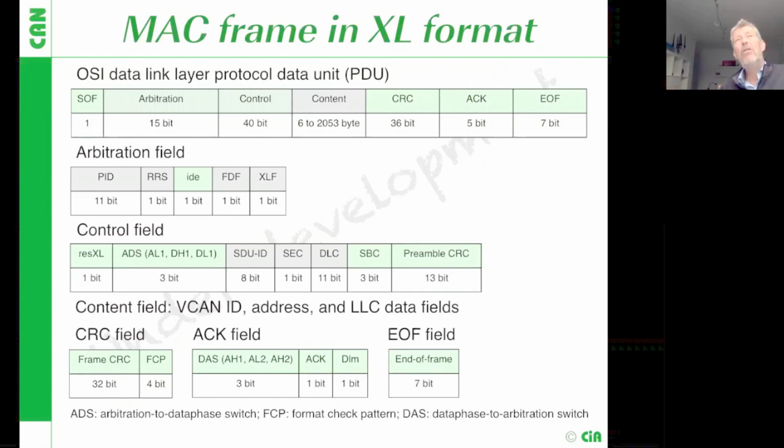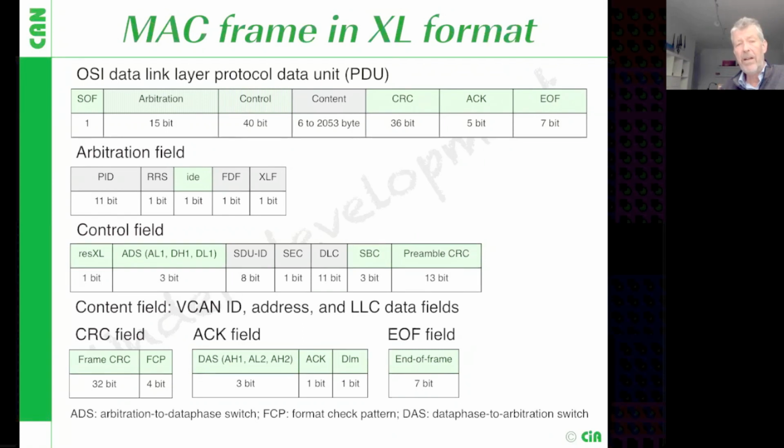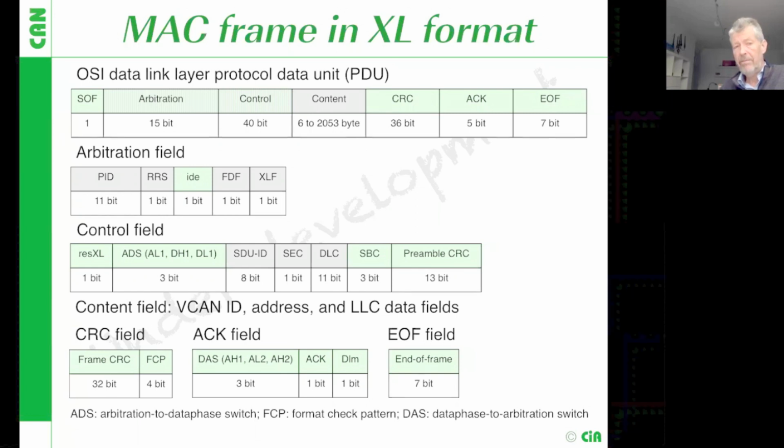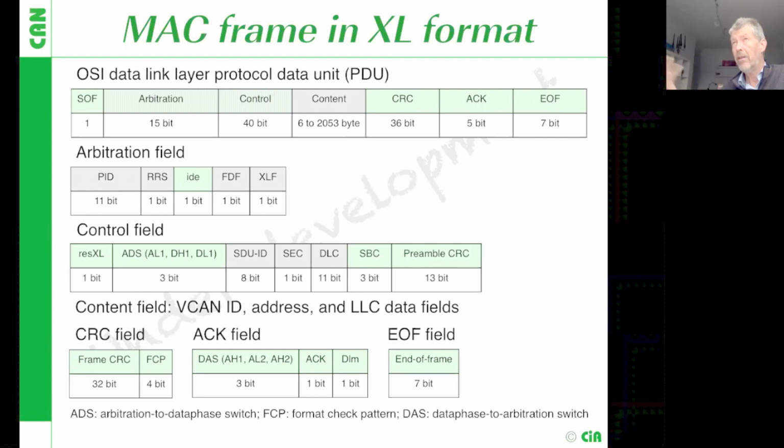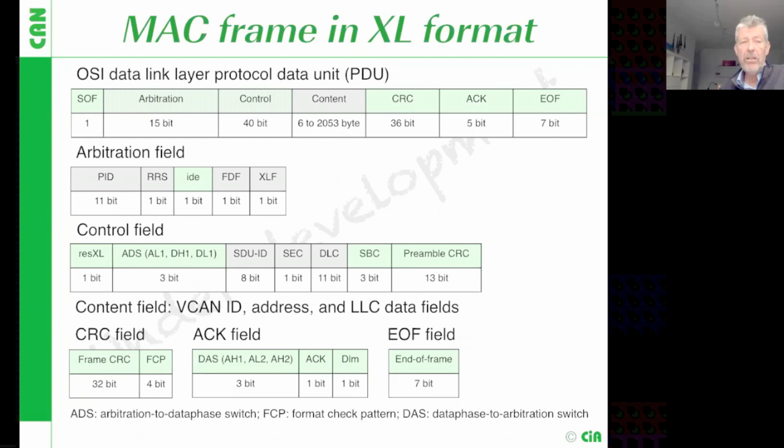Now let's have a look from the physical layer to the data frame. Here we see now the OSI data link layer protocol data unit. This includes, of course, that what we have received by software from the layer above, and which we provide to the layer above if we have the receiver of this frame. In addition, the transmitter adds the start of frame bit, which is, as you may know, always dominant and indicates that the transmission of a frame has started.